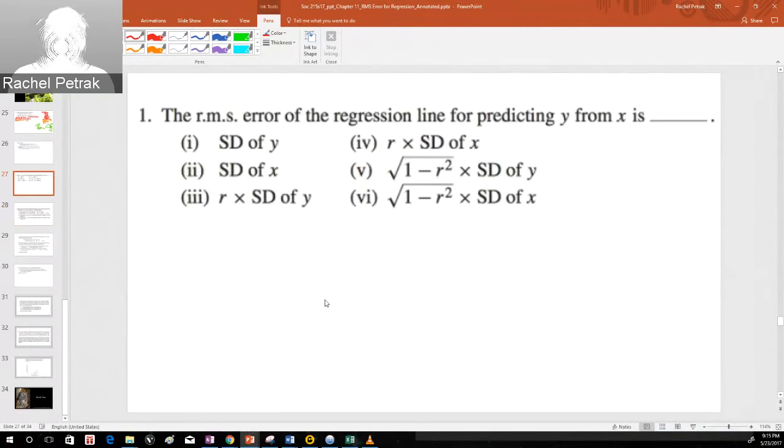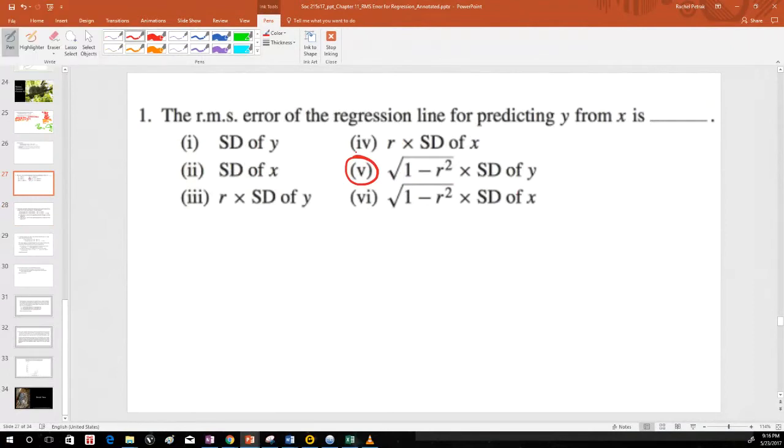So looking at number 1 here, we've got the RMS error of the regression line for predicting y from x. This should be pretty easy, but remember that we need to use the standard deviation of y, and we'll use our 1 minus r squared here. More information if you feel unclear about that is on page 186, but we did talk about this already a bit.